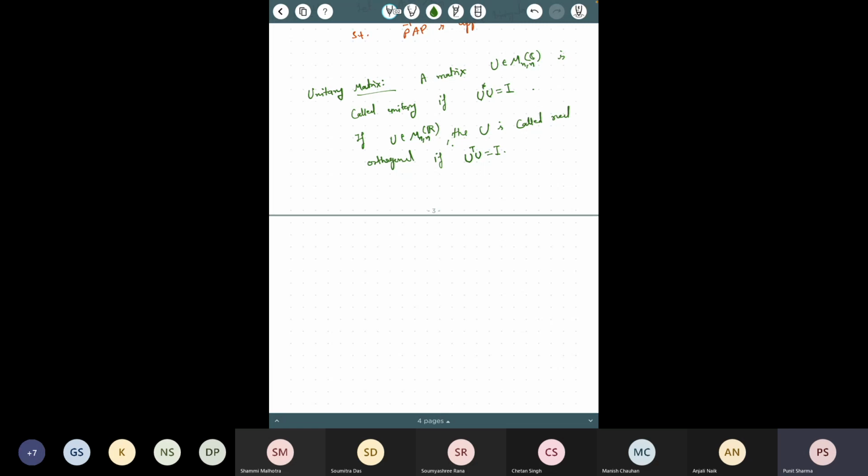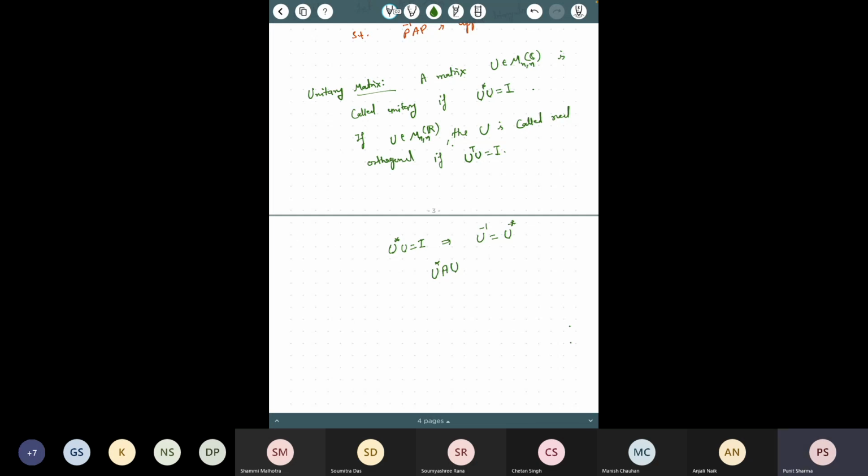Now let us consider the same similarity transformation which we have seen. From this U star U, you can easily see that U star U is equal to I. This implies that the inverse of U is nothing but U star. So if you want to achieve similarity transformation via a unitary matrix, then this transformation will be of the form U star AU. Right? So it's again a similarity transformation, because U star is nothing but U inverse.